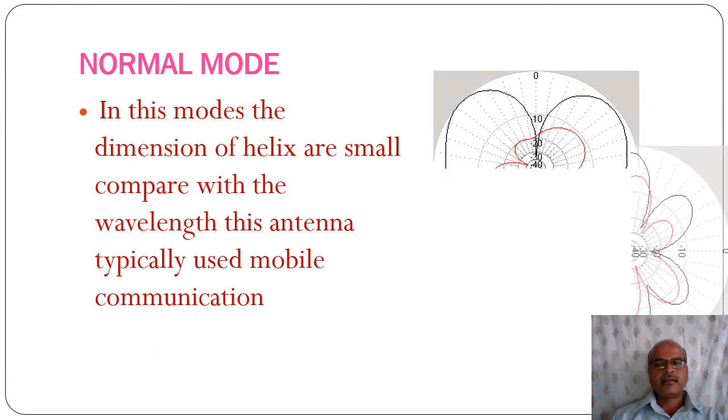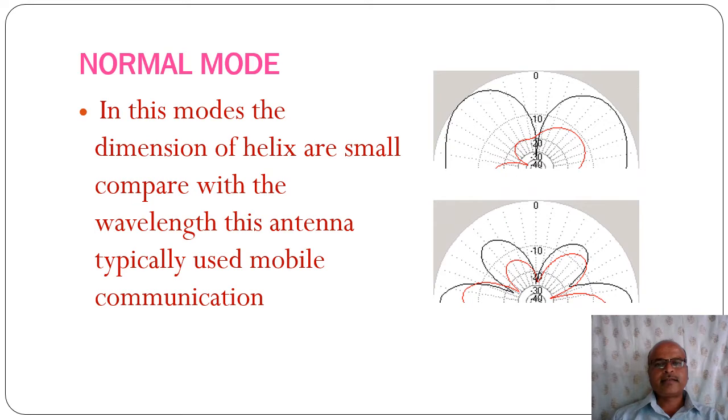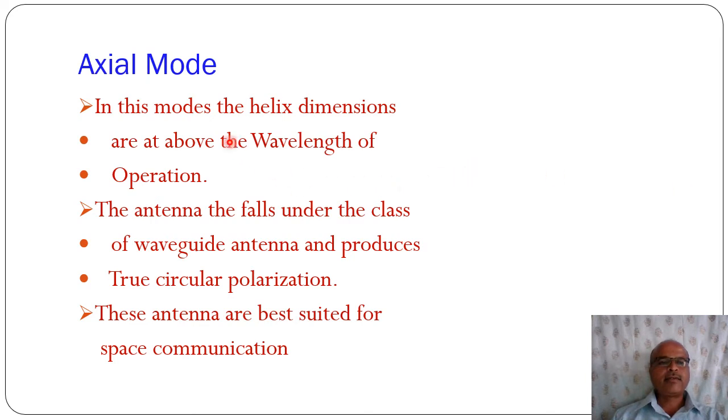Next, this is the radiation pattern of the normal mode. Then the axial mode. In this mode, the helix dimensions are about the wavelength of operation. The antenna falls under the class of waveguide antennas and produces circular polarization. These antennas are best suited for space communication.